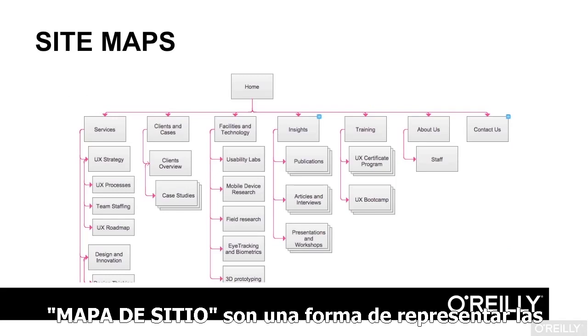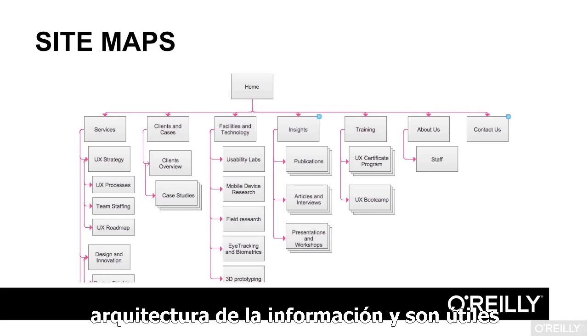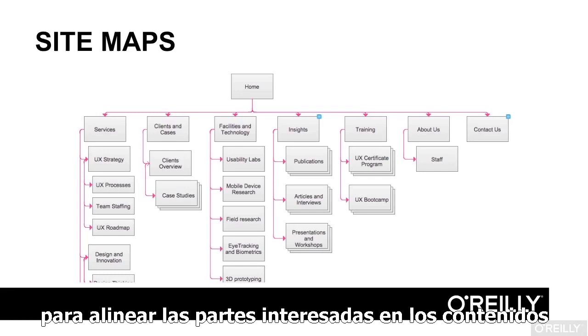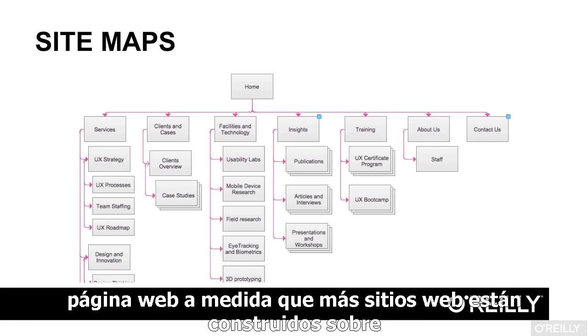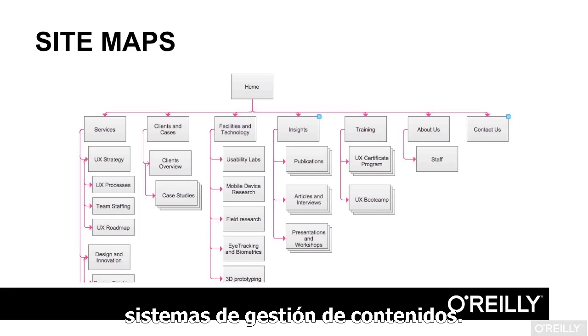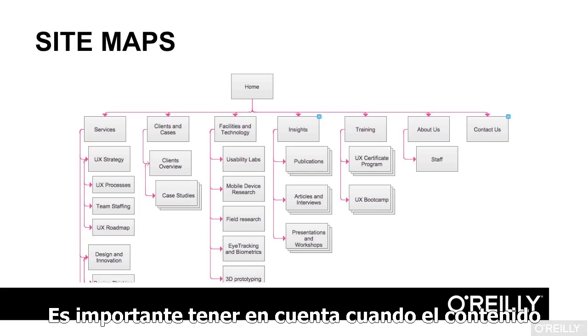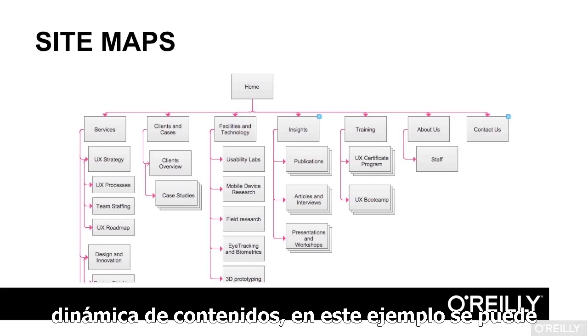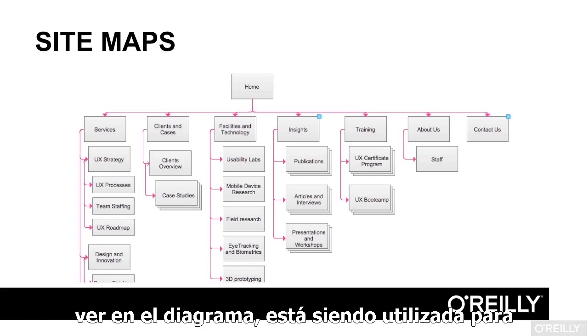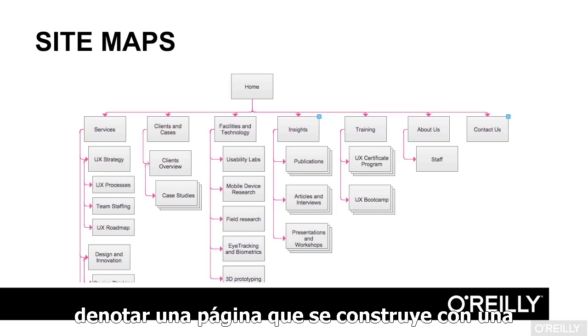Sitemaps are a way of representing the different pages of your website's information architecture and are useful for aligning stakeholders on the content that will actually be created for the website. As more websites are built on content management systems, it's important to note when content represents a single page versus a dynamic list of content. In this example, you can see the stacked boxes being used to denote a page that will be built from a dynamic list.